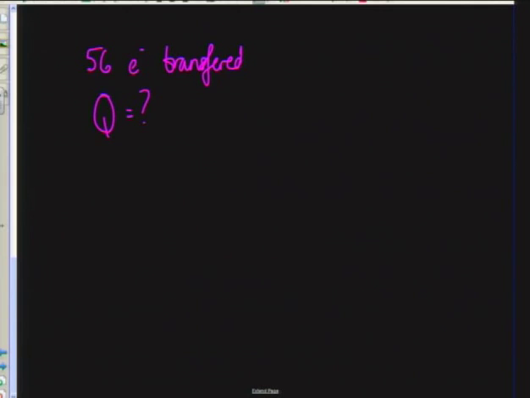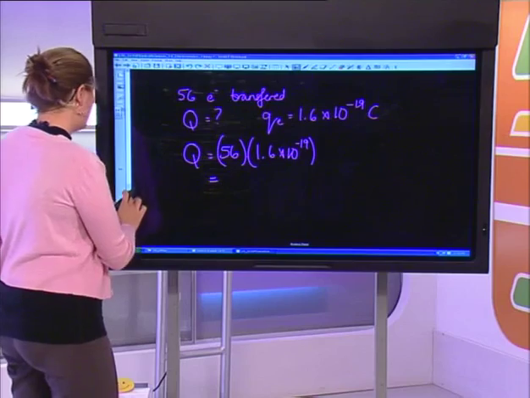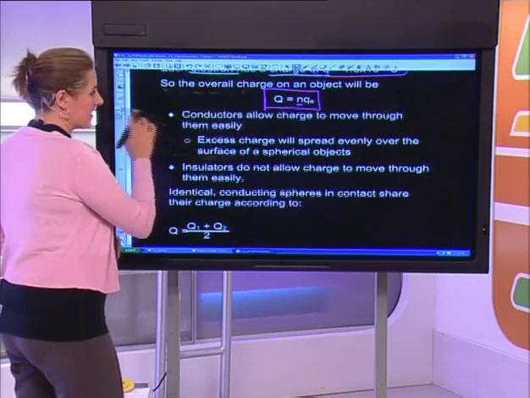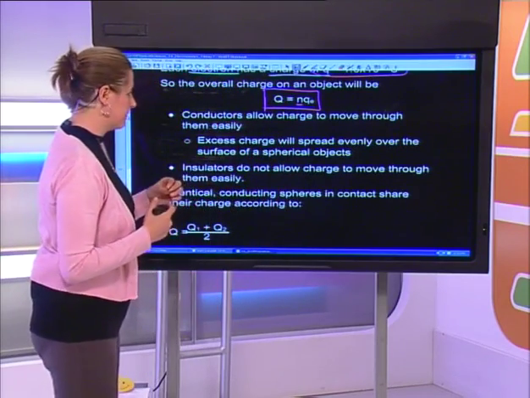Well, I've got one more piece of information that's on my data sheet. I have Q of an electron equals 1.6 times 10 to the negative 19 coulombs. Okay, and all I have to do is say, well, 56 is the number, multiplied by 1.6, the charge of one of them, times 10 to the negative 19. And that's going to give me a value. You can go and work that out. I don't have the time to work that out now, but I thought it would be helpful just to plug in those values so that you know what we're talking about with that equation.